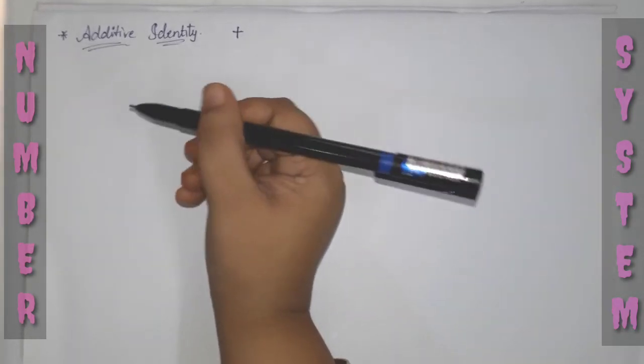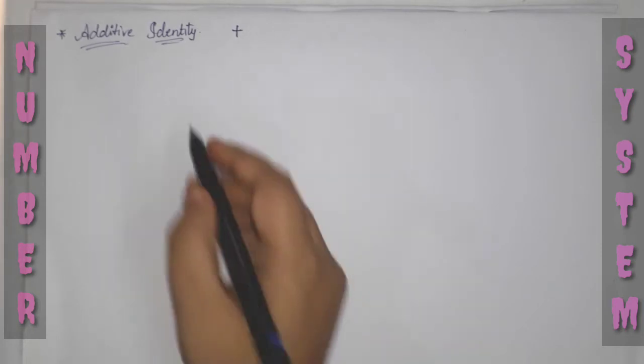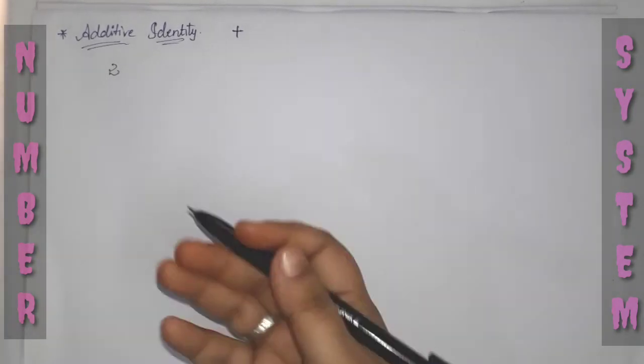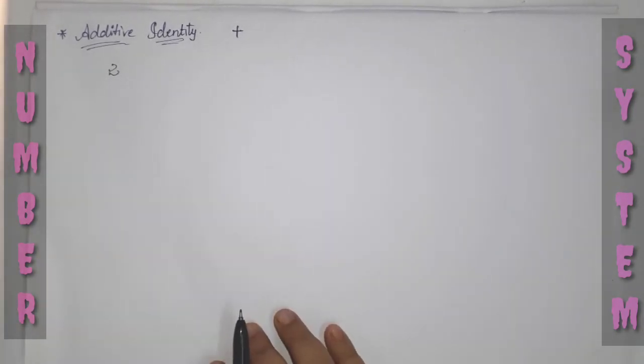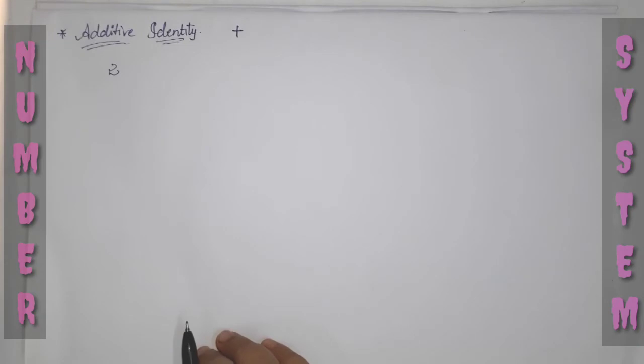Identity. In mathematics, whatever numbers we are taking, you have to add a number to it and again reflect the same number. If suppose I am taking 2, for this 2 you have to add a number, and that number reflects itself, meaning 2. Whatever you add to this 2, again you have to get 2.